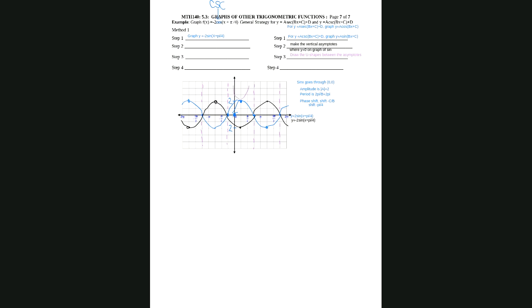Oops, I used the wrong one. So that should be on my previous graph, the black one, after I flipped it. And I'll go ahead and label that. My purple graph is y equals negative 2 cosecant of x plus pi over 4.